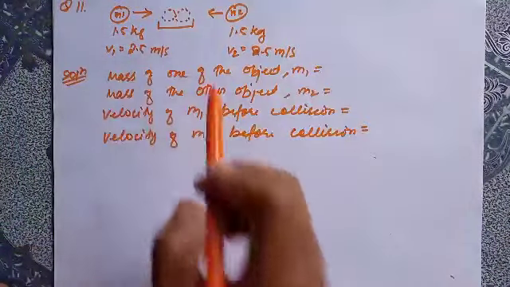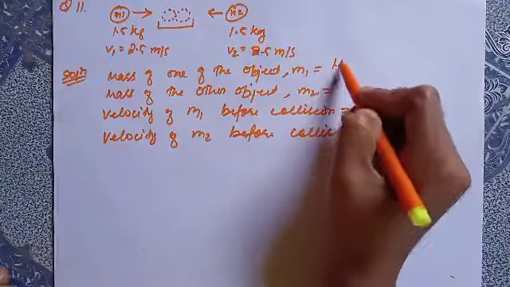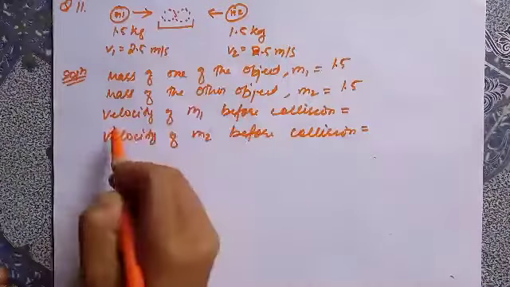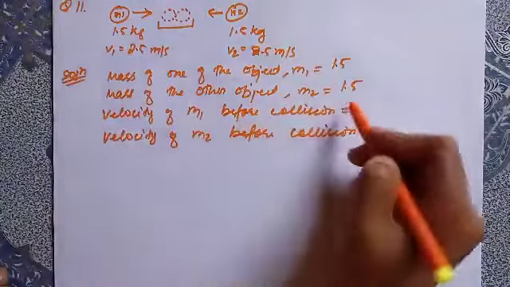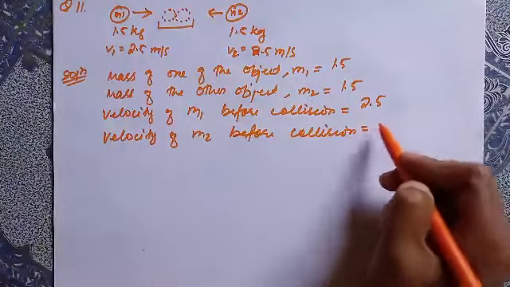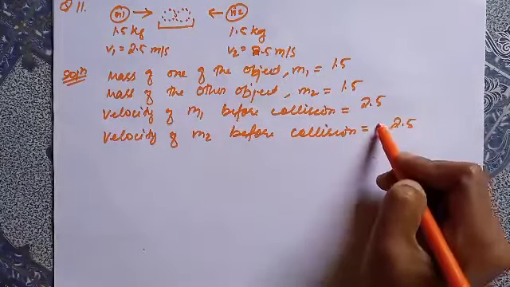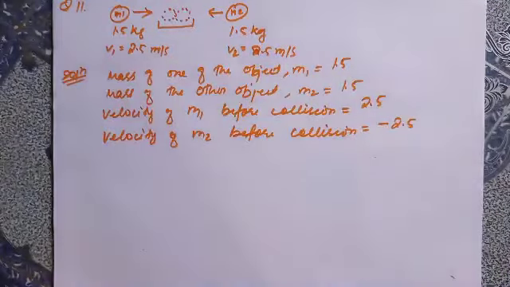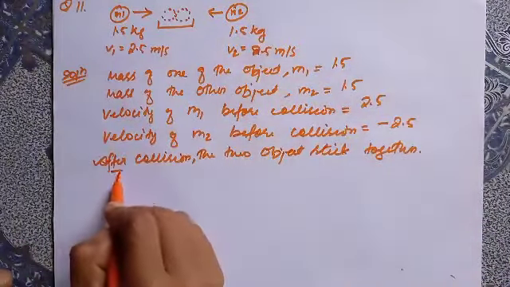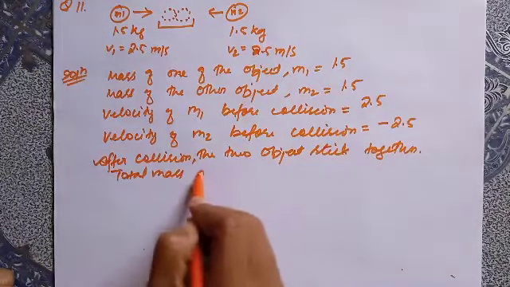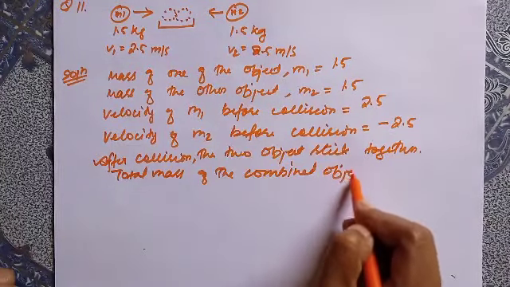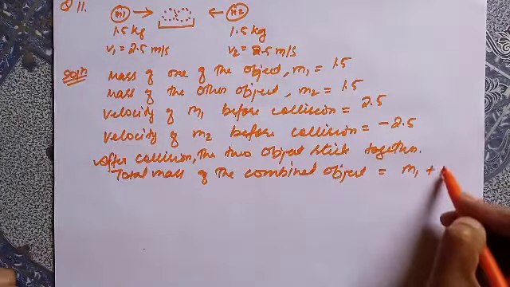So here mass of one of the objects m1 is 1.5, and mass of the other object is also 1.5, and the velocity of the first object is 2.5 meter per second, and velocity of the other object is also 2.5, but this one will be in minus because it is moving in the opposite direction. So after the collision, the two objects stick together. So the total mass of the combined object is equal to m1 plus m2.